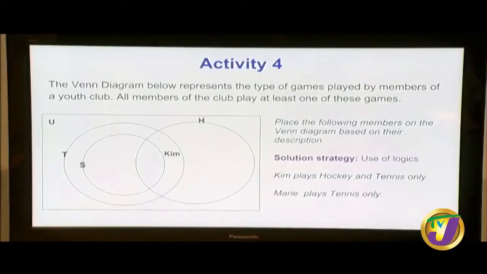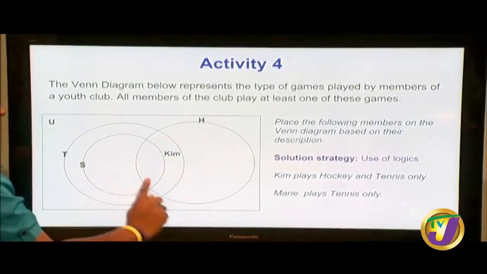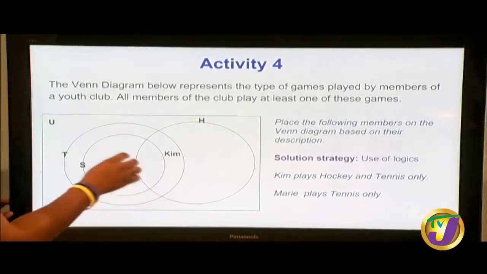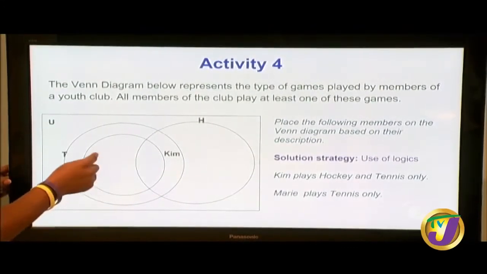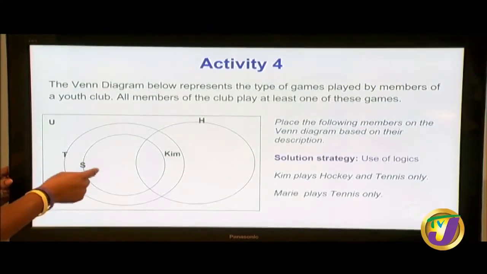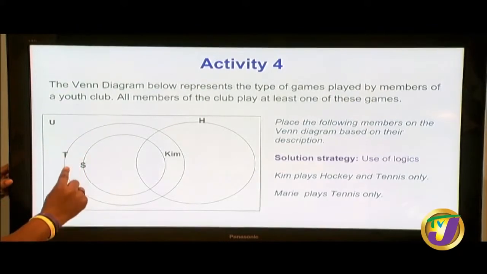All right, Marie plays tennis only. And I'm very curious to see where you're going to put Marie. Tennis only. So clearly, Marie is not in squash, Marie is not in hockey. Okay. But she is in tennis. But squash people play tennis? Yes, squash people play tennis, but not every tennis person plays squash. Okay. So Marie looks like she has to sit somewhere out here.